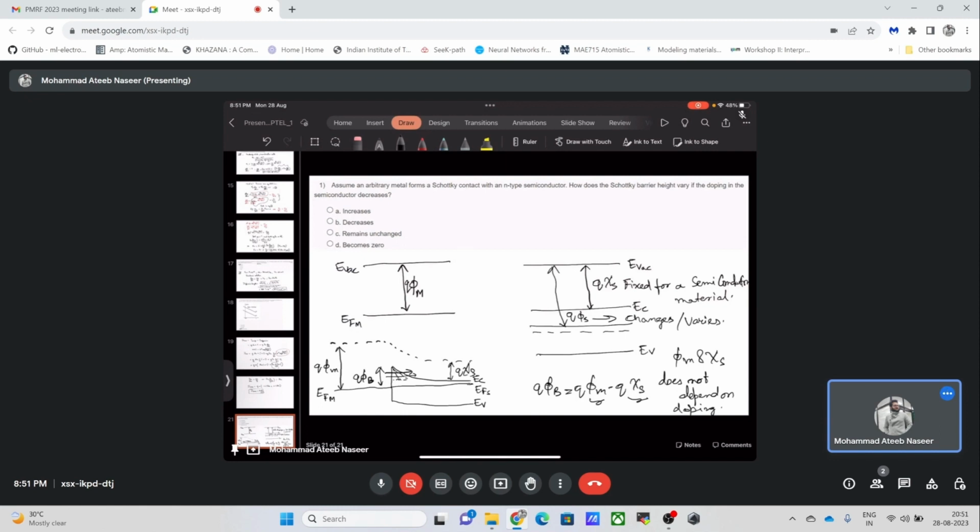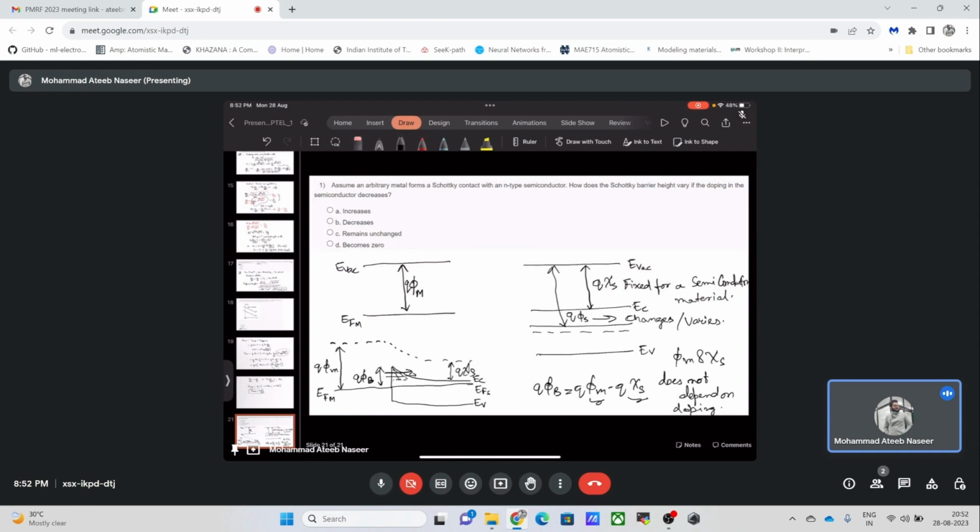So this phi b, which is the Schottky barrier, its height does not depend on the doping, although the doping will change its thickness. The thickness will be changed by the doping, but the height will remain the same. As a result of the increase in doping, we will have a thinner triangular barrier, as a result of which there will be more tunneling of the carriers. So this is as simple as that.